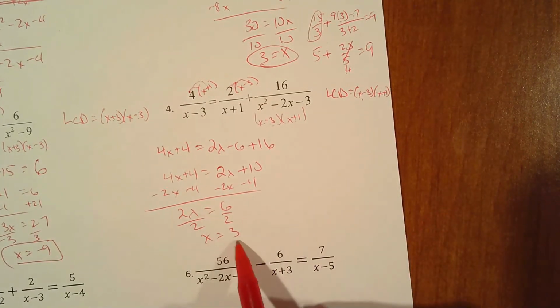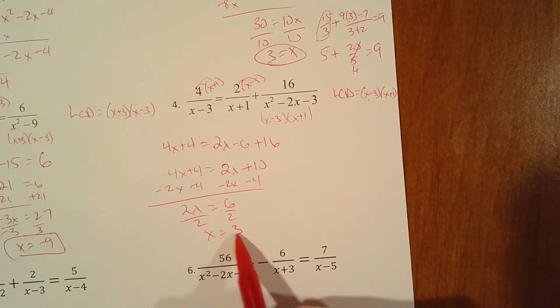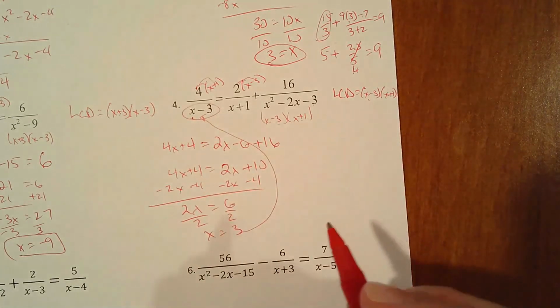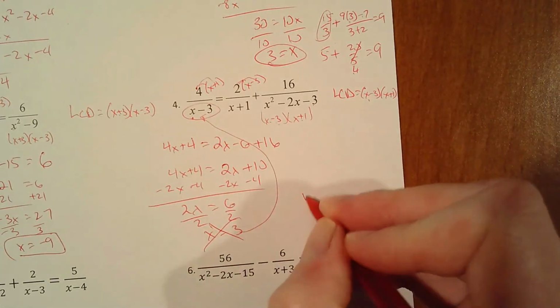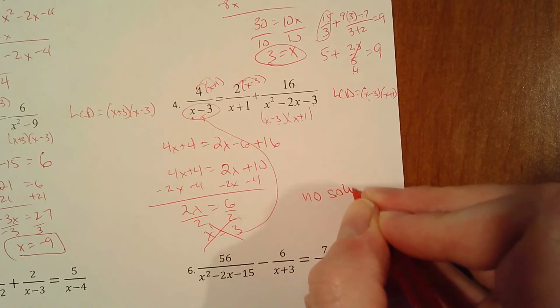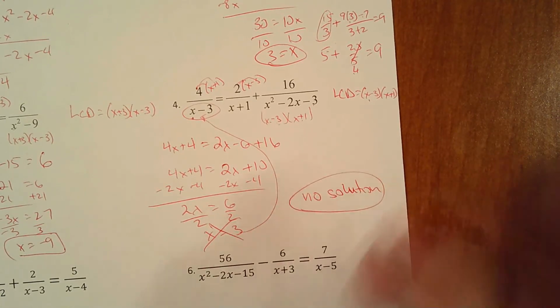Now I can see pretty quick when I plug this in, this first denominator right here, when I plug 3 in, that first denominator becomes 0, so that can't be a solution. So I got to throw that out. Since it was the only possible solution, it didn't work, then there's no solution. There's no real solution to that one.